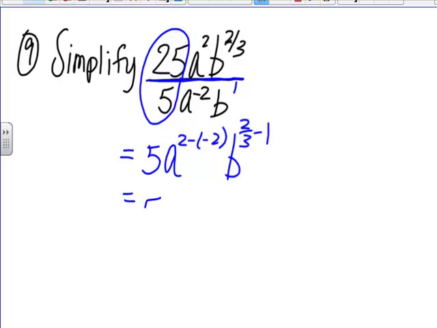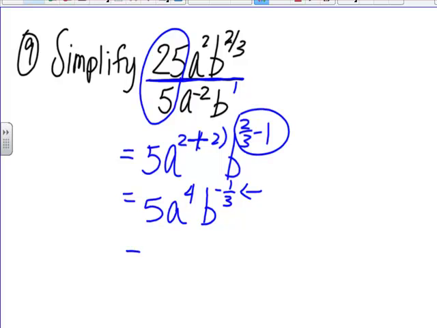So now I'm going to go through here with a little cleanup. 5a to the minus a minus is a plus, so this is to the 4th. And if I take 2/3 and I subtract 1, I get a -3rd. We never want to leave a negative exponent, and by the way, if you don't like this, you can use your calculator. So I am going to take that b to the -3rd and just ship it on downstairs where it will become a +3rd.